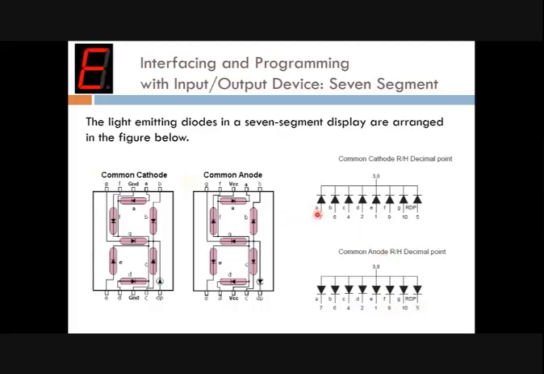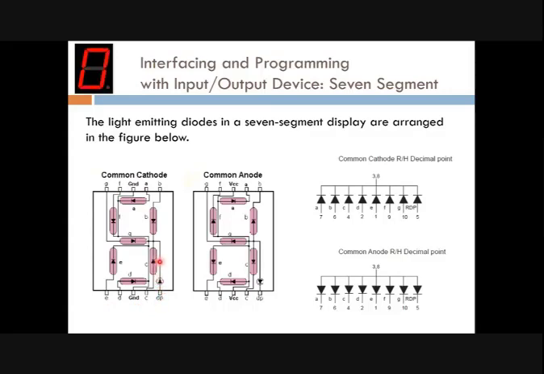So you can see here A, B, C, D, E, F, G, and then DP. That one we're going to explore later on. So this is the arrangement of the 7 segment. Basically this one is common anode, and this one is common cathode. This is the important one, because later you will learn A, B, G, F, E, D, and C, and then DP.